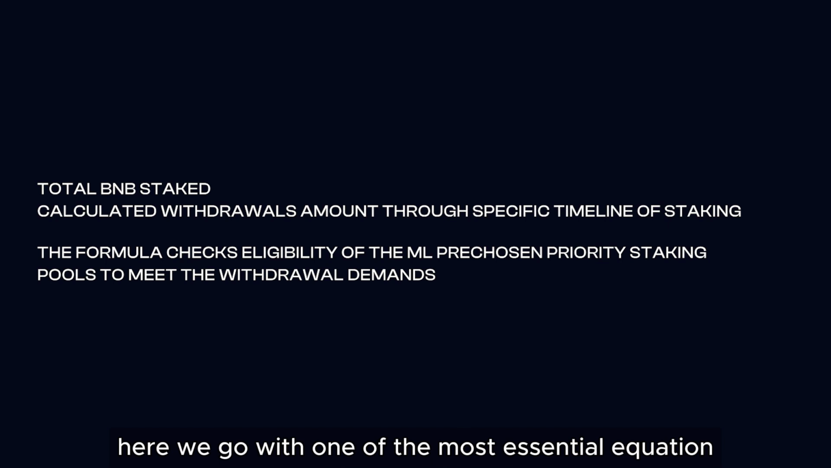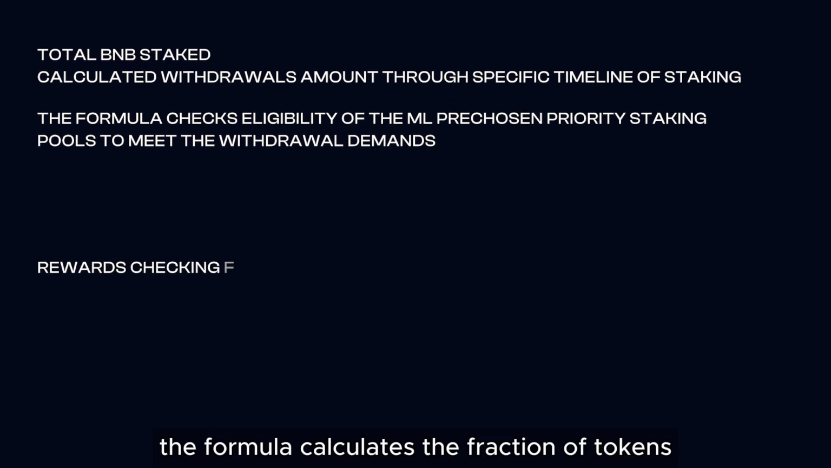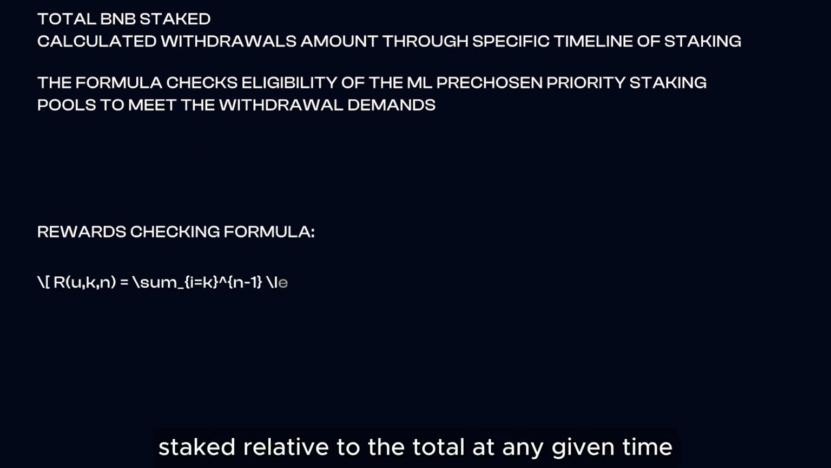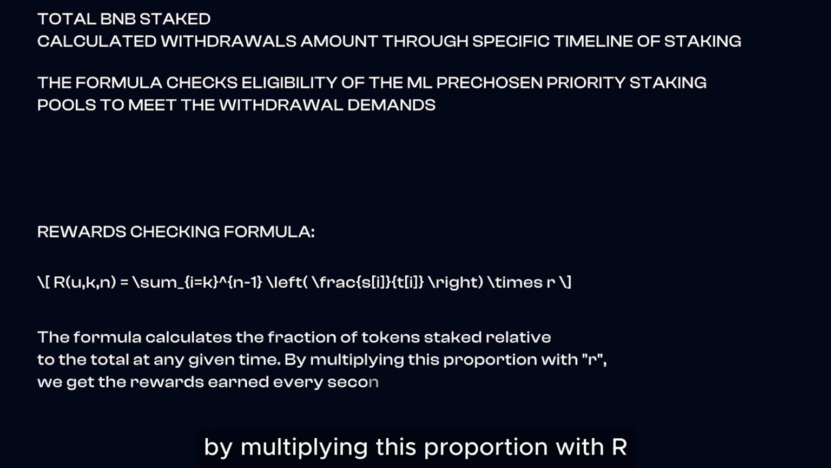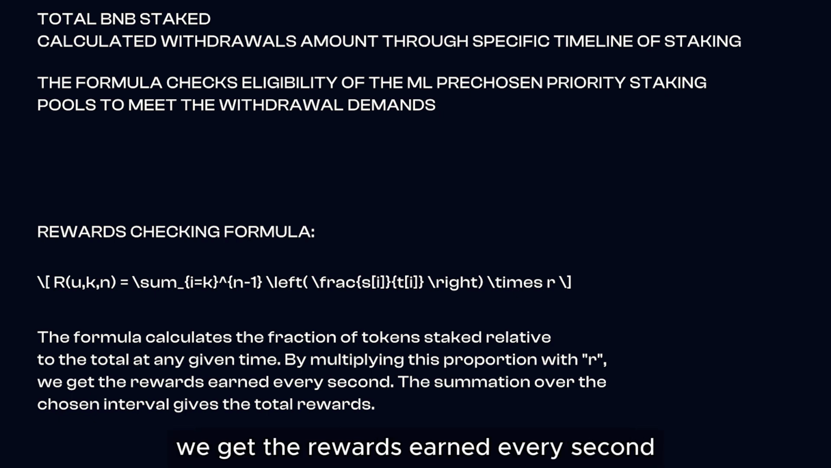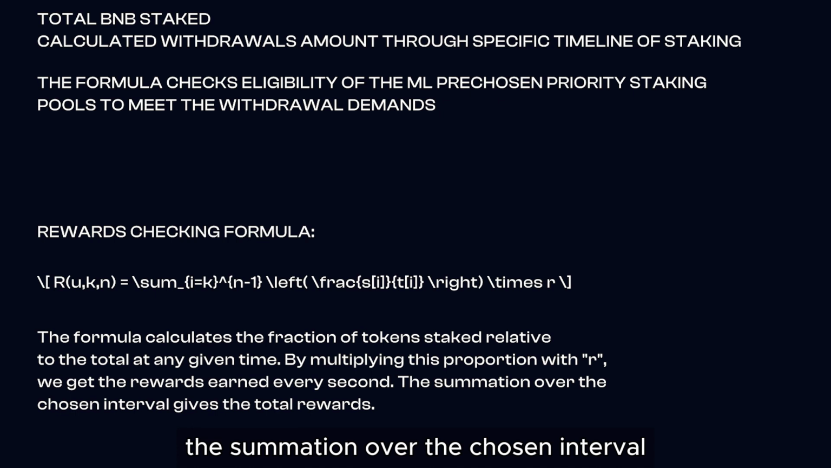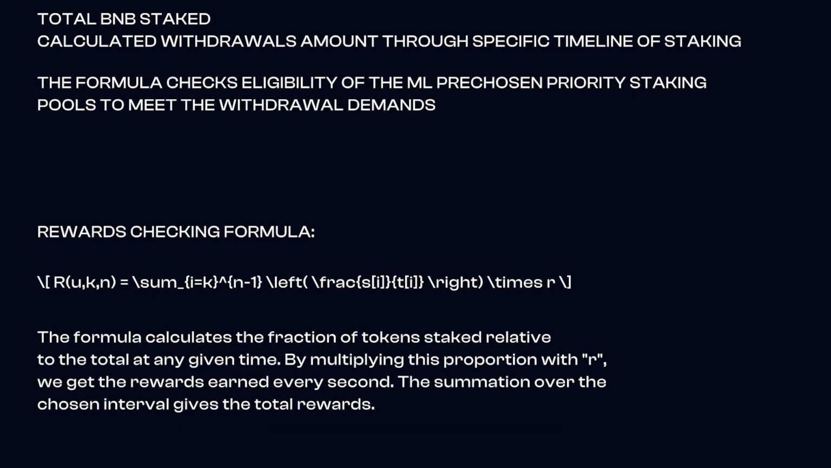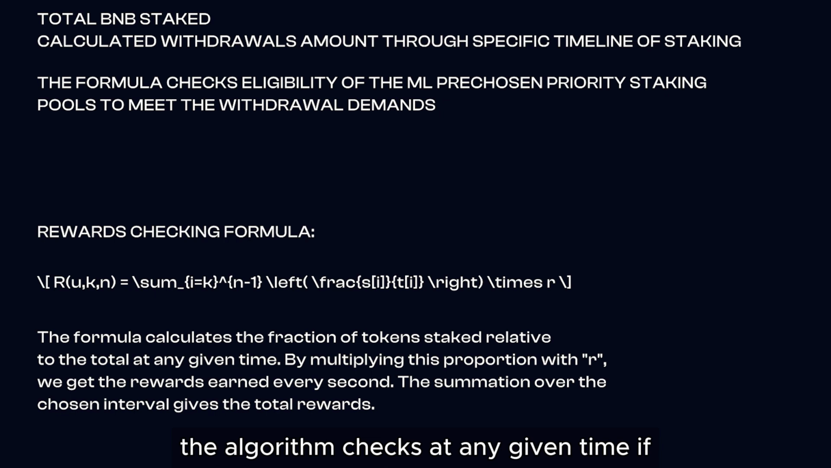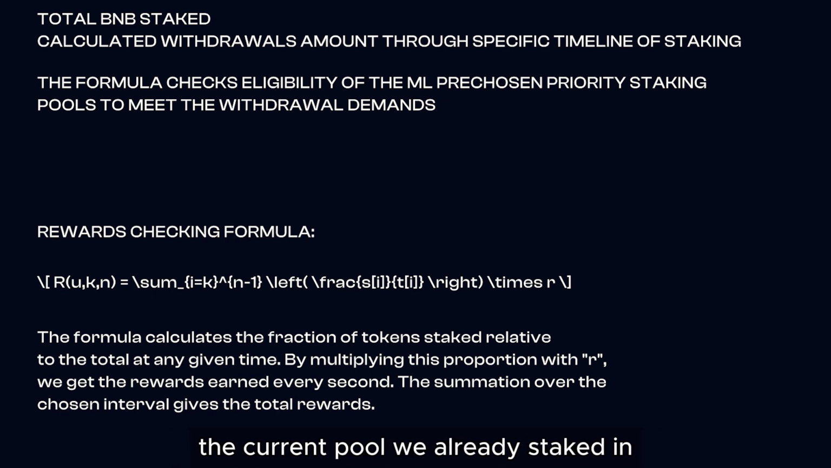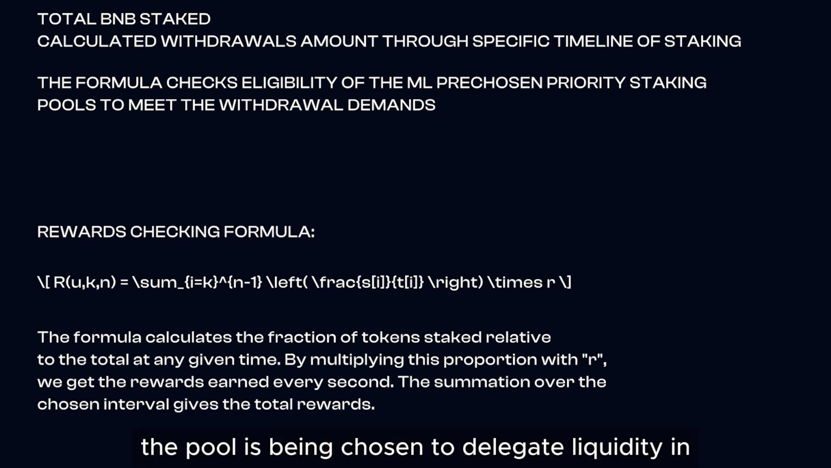Here we go with one of the most essential equations. The formula calculates the fraction of tokens staked relative to the total at any given time. By multiplying this proportion with R, we get the rewards earned every second. The summation over the chosen interval gives the total rewards. The algorithm checks at any given time if the current pool we already staked in or are about to stake in is covering the needs of the system. If the conditions are met, the pool is chosen to delegate liquidity in.